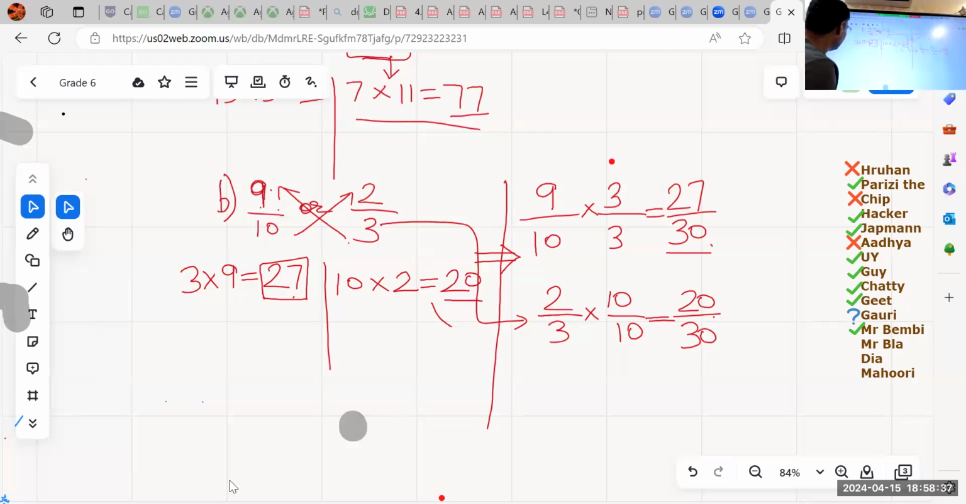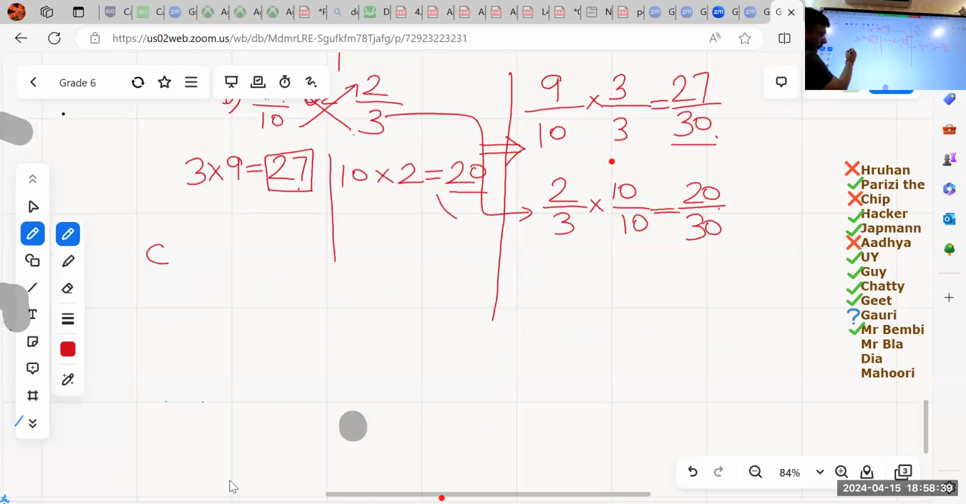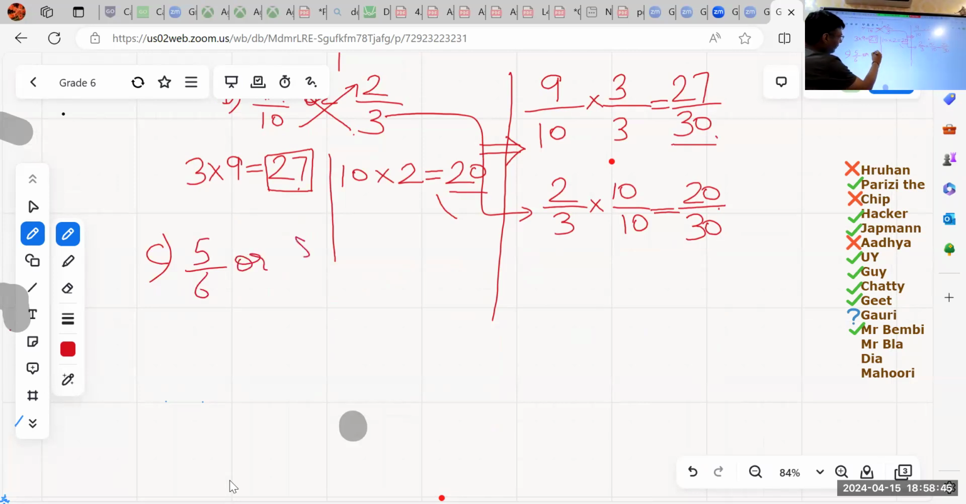All right. Do this question C part and excuse me for a minute. What is the C part? 5 by 6 or 8 by 11? Do the C part.